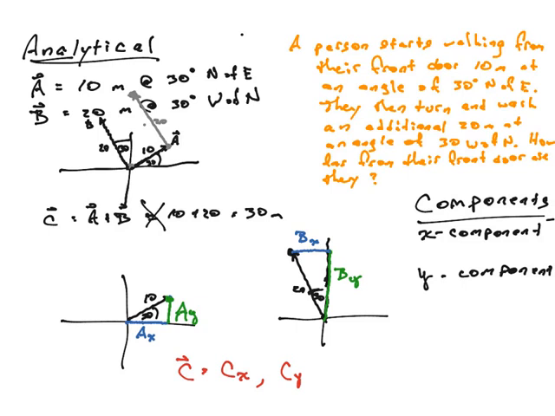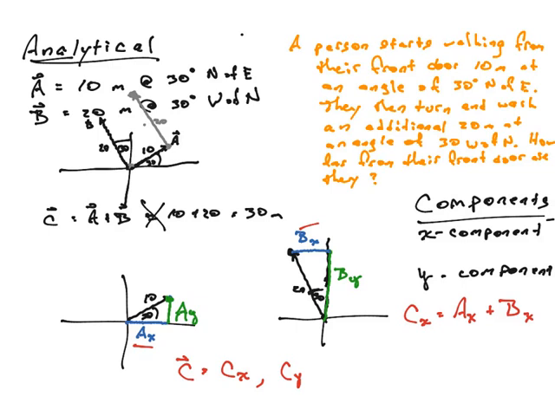And I know, just from logic, that the amount moved in the x direction for C is how much did I move in A plus how much did I move in B in the x direction. So to get Cx, I just take how much did I move in the x direction by A and add it to how much did I move in the x direction by B. And the reason I can do this is because the x component of A is the x direction. The x component of B is also the x direction. So they move in the same direction.